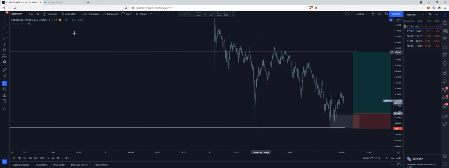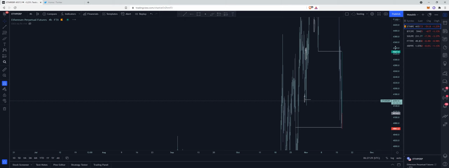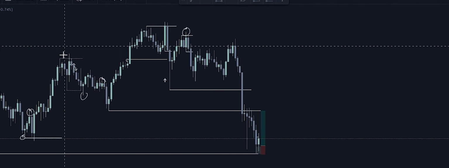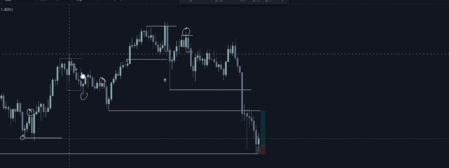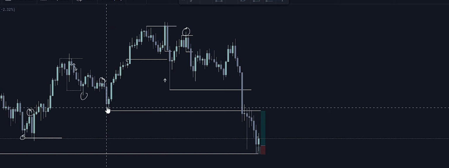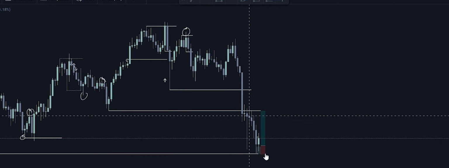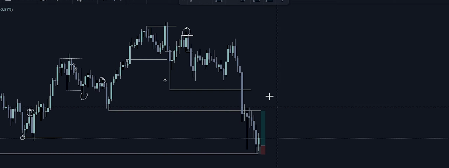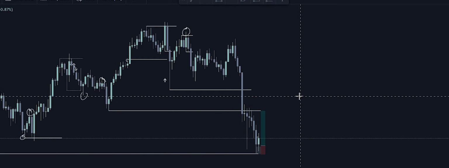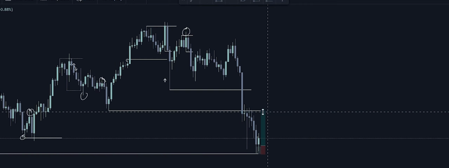Why did I pick this line as a target? If you jump over to the H4, you'll see this was the previous obvious key swing high. Here's the key swing low that took the high. And since breaking below, we haven't really tested it. So I think this will be the next obvious area of resistance. So for my scalp anyway, this is the target.